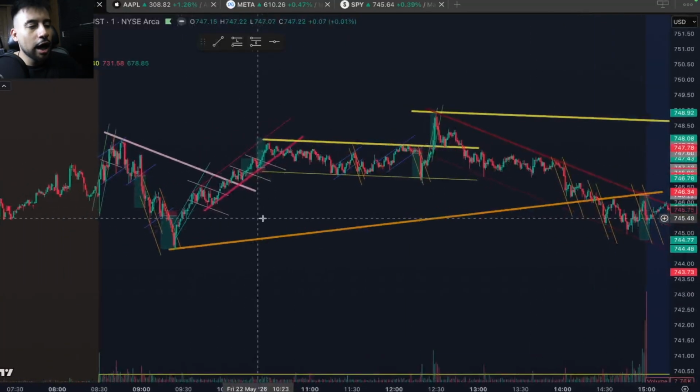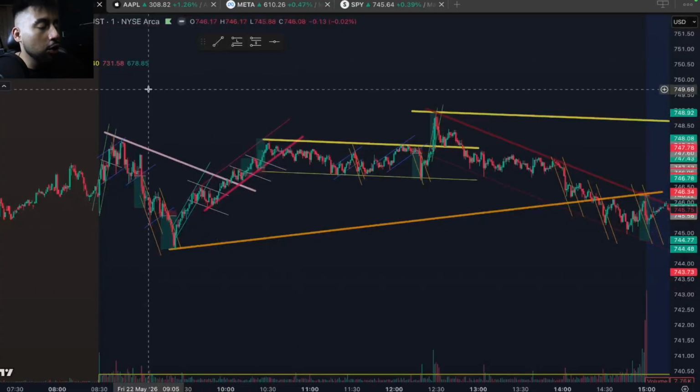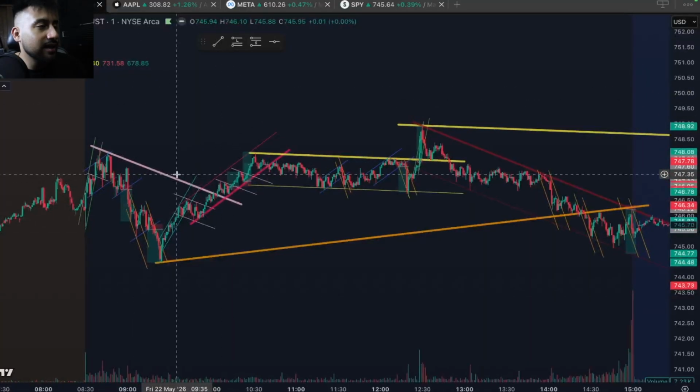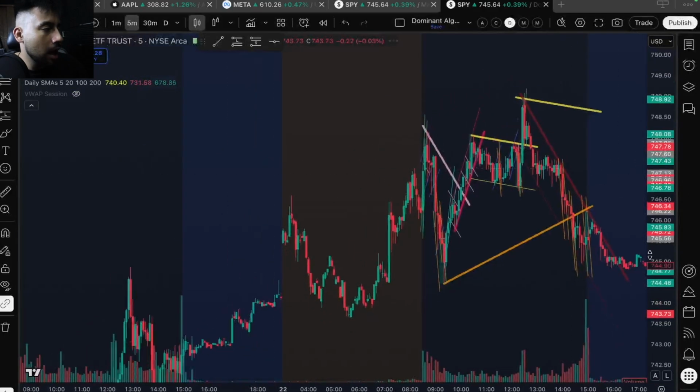Now let's get into the juicy parts of the video. How would I go about actually drawing the algos? I'll show you guys how I draw them here, and then how it does some confluence based on the 5 minute, how you can see it clearly. So I'm going to go step by step on how to actually see the algorithms.